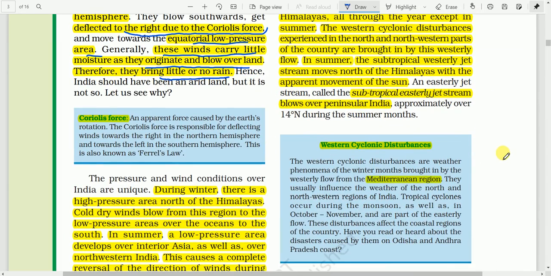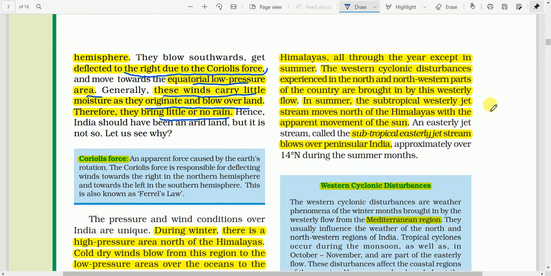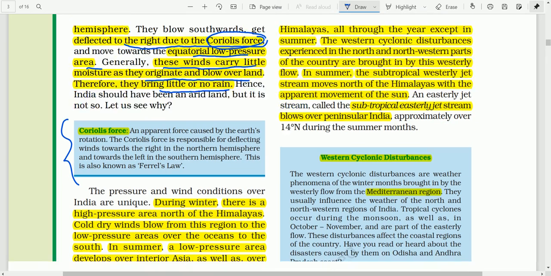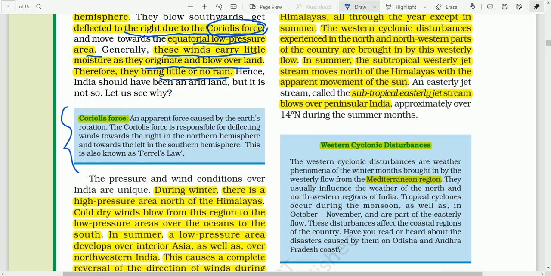Okay, and about the Coriolis force, just see here. Because of the Coriolis force, wind is deflected. So what do you mean by Coriolis force? Let us see here. Coriolis force is an apparent force caused by the Earth's rotation. And the Coriolis force is responsible for deflecting winds towards the right in the northern hemisphere and towards the left in the southern hemisphere. This is also known as Ferrel's law.